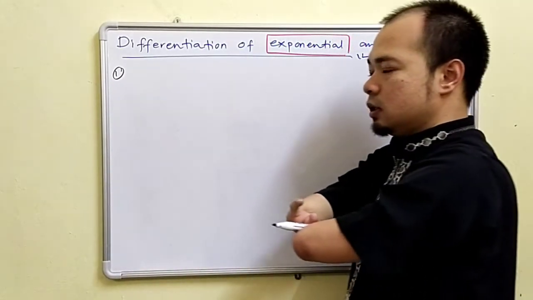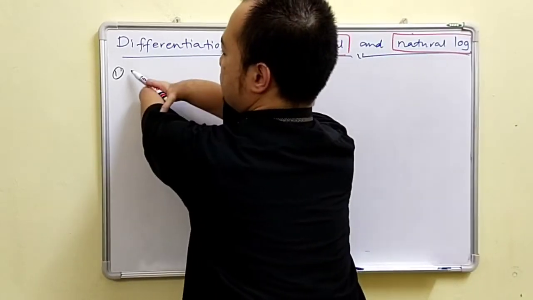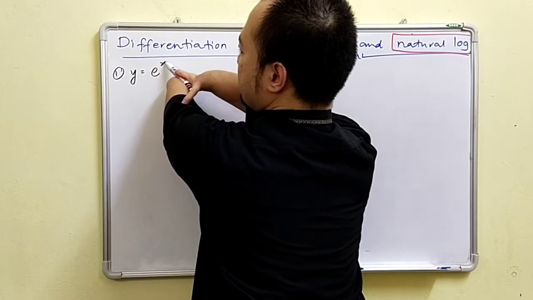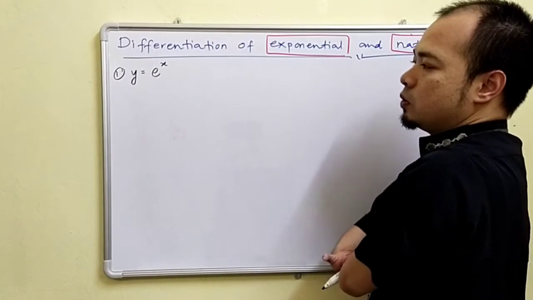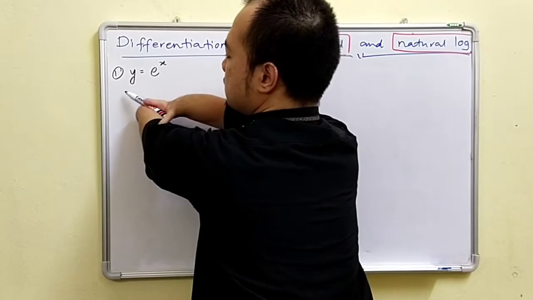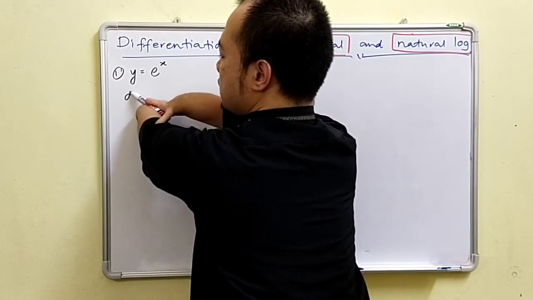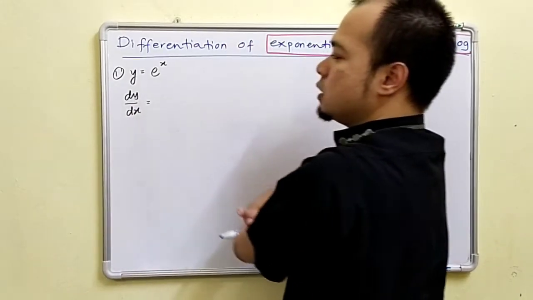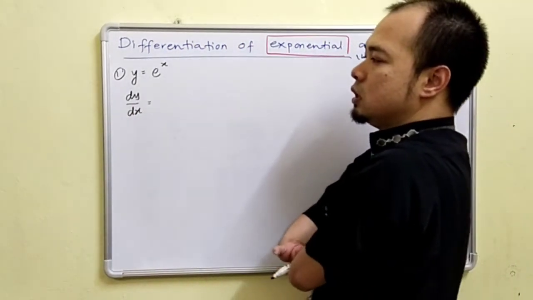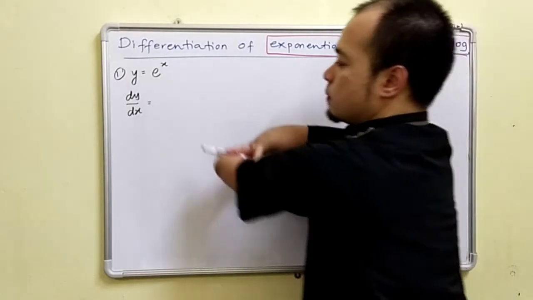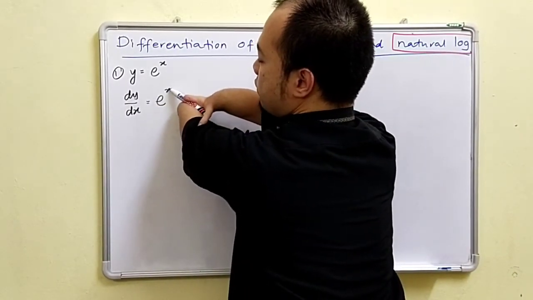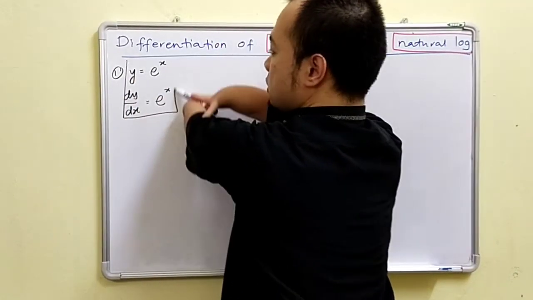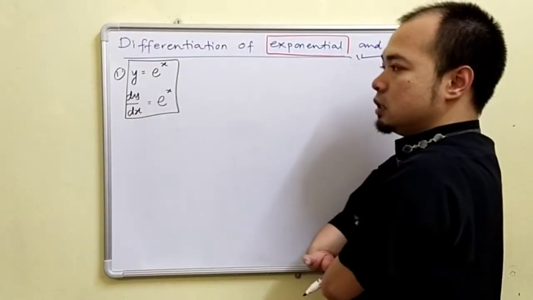Okay, in general, if they give you y is equal to exponential of x, and you want to differentiate it, dy dx for exponential of x is equal to exponential of x itself. So this is in general.